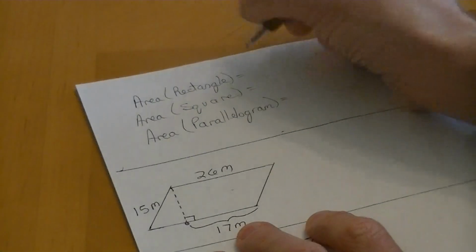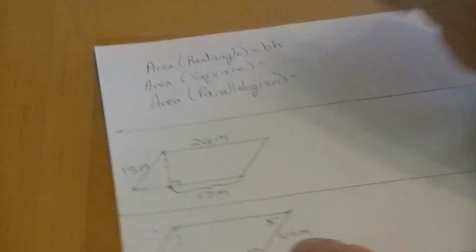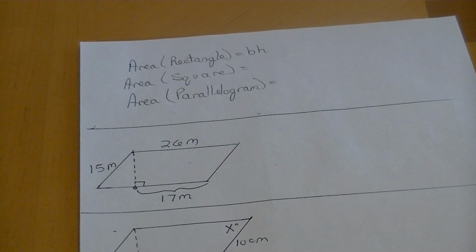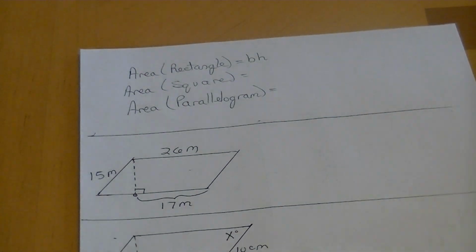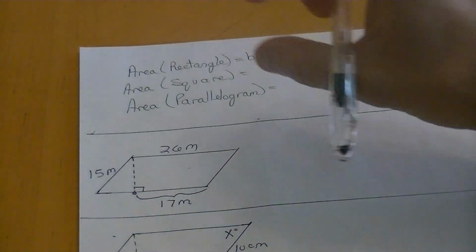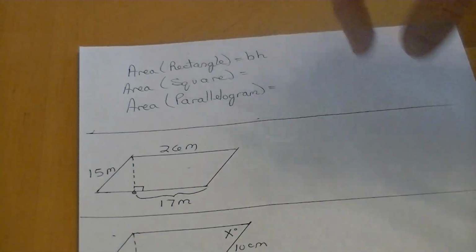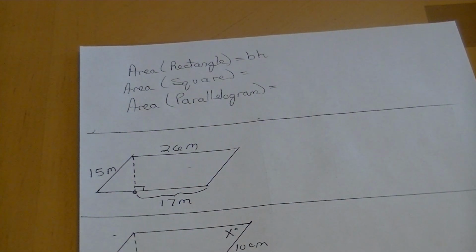So our formula for a rectangle is going to be base times height, because all it's doing is quickly adding up rows and columns of squares. If you had a base of 7 and a height of 2, that means you have 2 rows and there are 7 columns. So 2 times 7, 14.